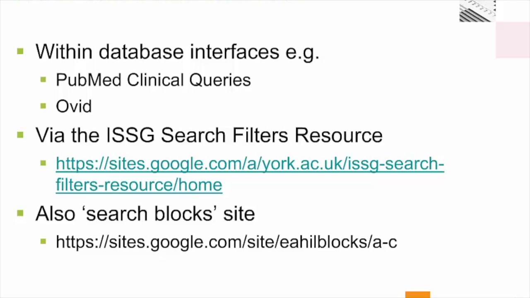There's also, the ISSG search filters resource is a methods focus on study design filters, so RCTs, systematic reviews. There is also an increasing interest, I think, in sets of subject search terms, so-called search blocks, and there is a site which I've given you the link to there, where you'll find a list of various resources which will give you access to subject searches. So, for example, search blocks to find breast cancer topics.